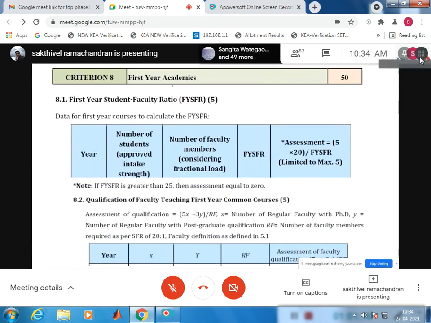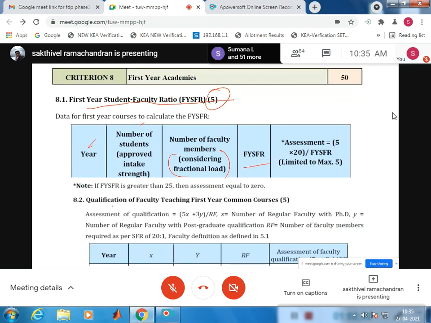The first thing is the first year student faculty ratio, that carries 5 marks, which means again it needs to go through the same process with the total people being allocated for first year, right? So it could be considered as a fractional load also. That's what it is saying here. Number of students approved for intake strength, number of faculty members considering the fractional load, you can also consider that. Then first year student faculty ratio, so you can measure this by 5 × 20 divided by the first year student faculty ratio. If it is maximum, it should be limited to 5. So you could see here that has been done, and their marks have been calculated.